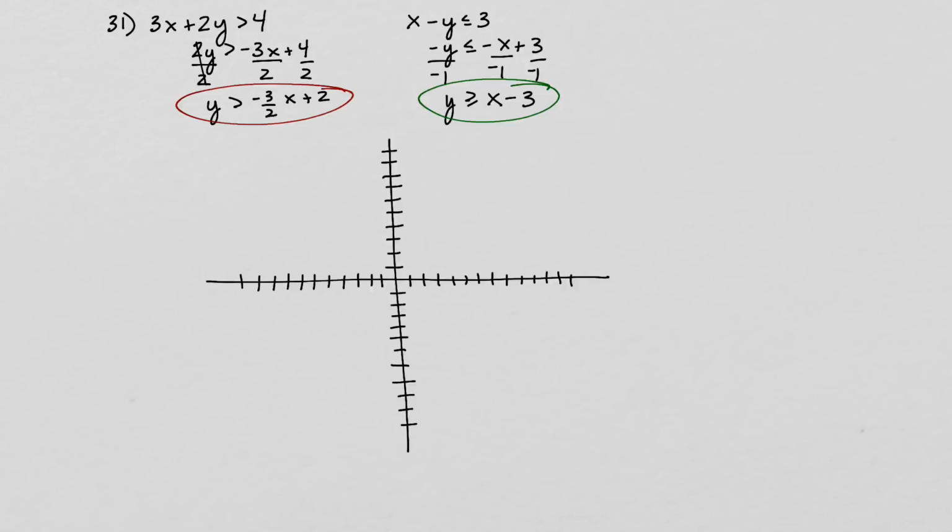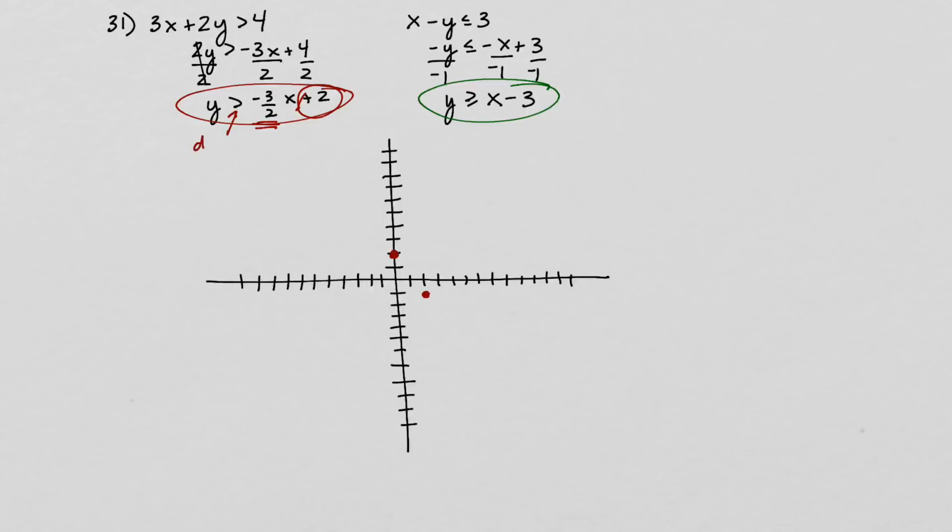Okay, and so for the red graph, right, here's my intercept, so plus 2. So I'm going to put a dot there. Here's my slope, right? Negative 3/2. So I'm going to go down 3, 1, 2, 3, over 2 for my second point.